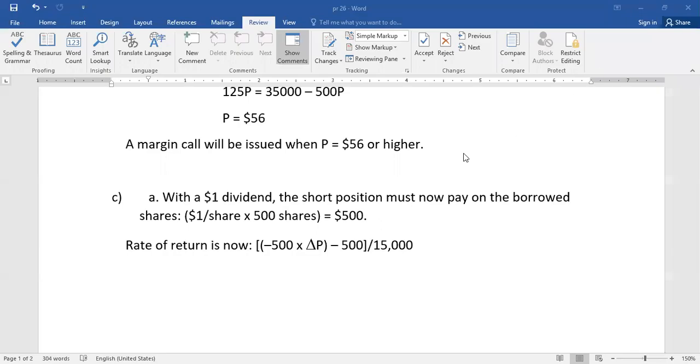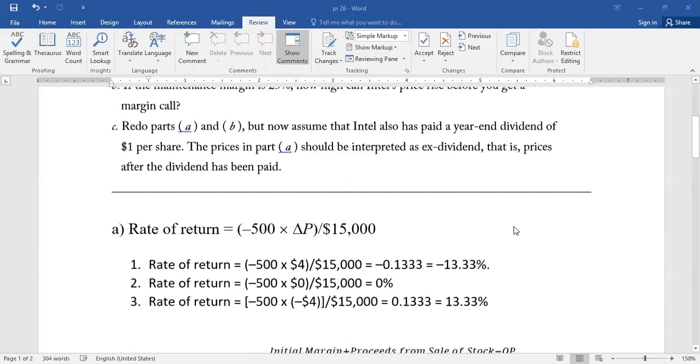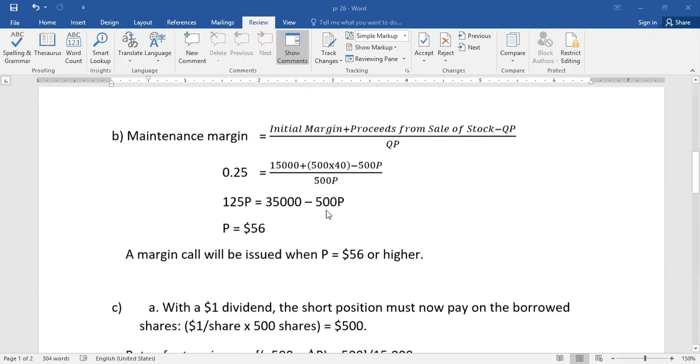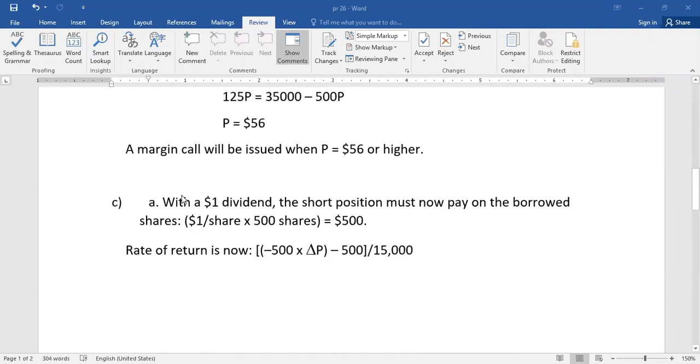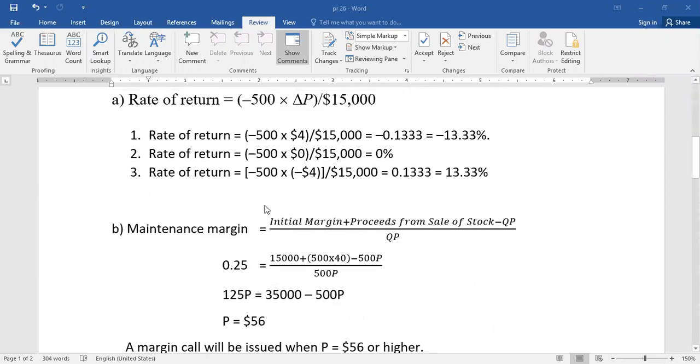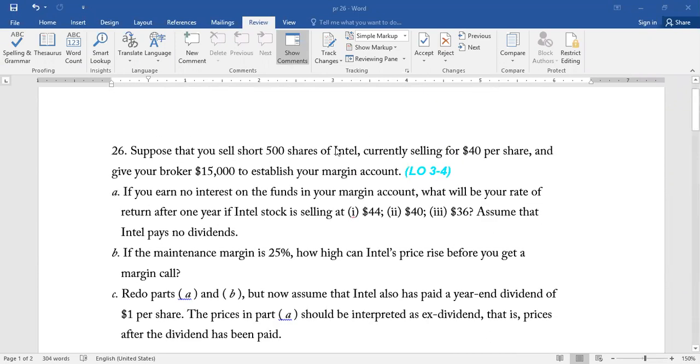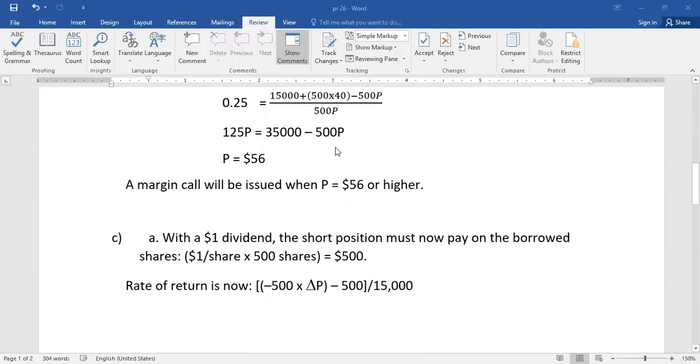So if we begin with part C, we're redoing parts A and B, okay? But we're assuming that Intel pays a year-end dividend of $1 per share. So it's paying a dividend of $1 per share. So we go back. If we're paying $1 a dividend per share, but we've shorted these stocks, remember, these stocks are stocks we've sold. We have sold 500 shares of Intel, okay?